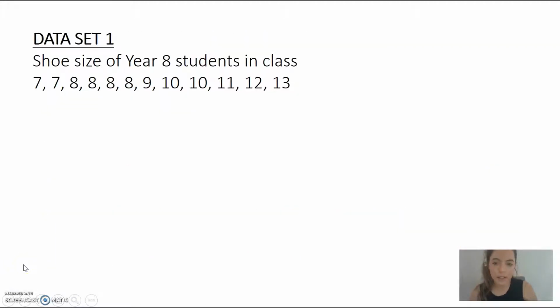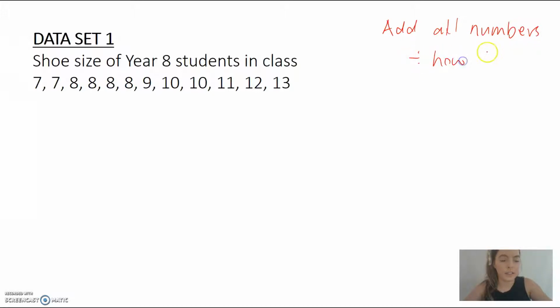The way that we calculate the mean, and we're going to use this data set here as an example, which is shoe size of Year 8 students in a class, is to add all the numbers together. So we add all numbers and then we divide by how many are in the data set. So I'm writing that in the top corner as a bit of a reminder. We add all the numbers and we divide by how many are in the data set, and that gives us our mean or our average.